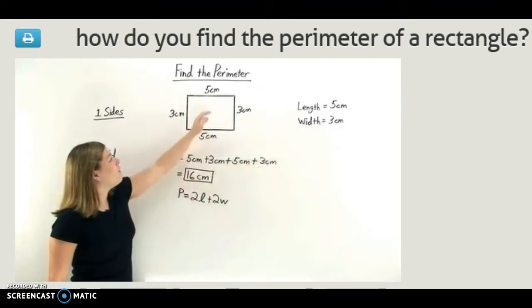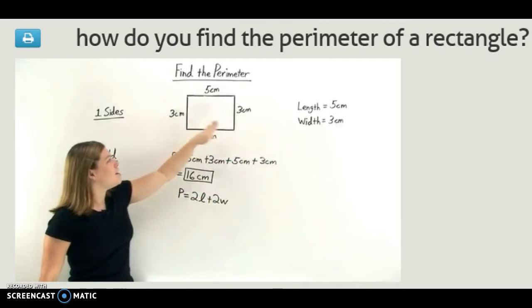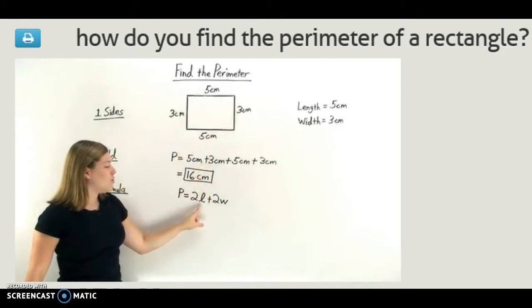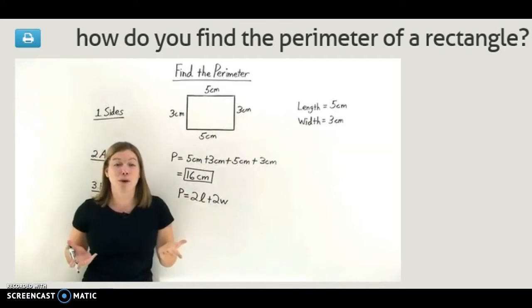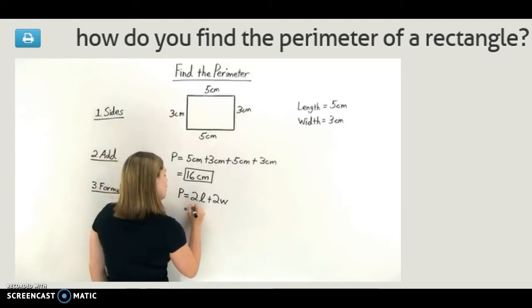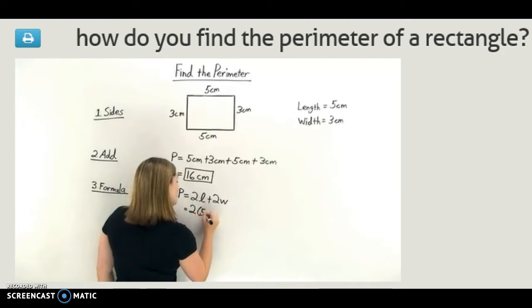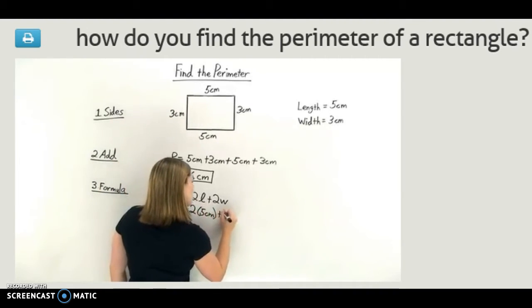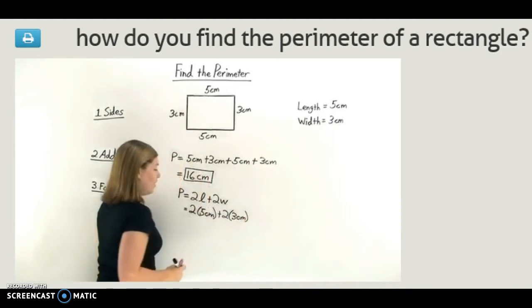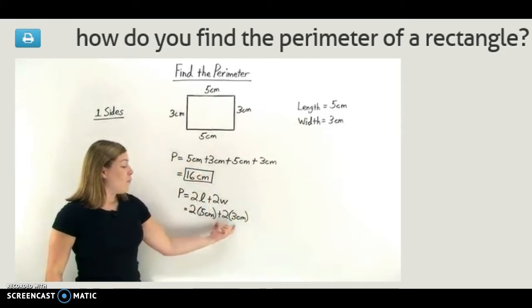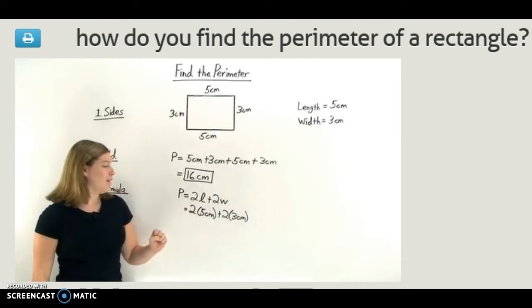Remember, with a rectangle, we have 2 lengths and 2 widths. So if we take 2 times the length and 2 times the width and add those together, we get the perimeter. Well, again, our length is 5 centimeters. So we take 2 times 5 centimeters plus 2 times the width, which is 3 centimeters. So now we see that we just need to simplify to find the perimeter.